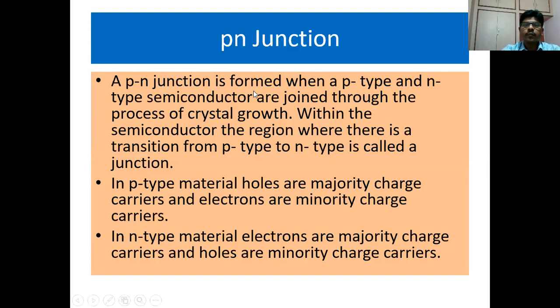A PN junction is formed when a P-type and an N-type semiconductor are joined through the process of crystal growth. Within the semiconductor, the region where there is a transition from P-type to N-type is called a junction. In P-type material, holes are majority charge carriers and electrons are minority charge carriers. Whereas in N-type material, electrons are majority charge carriers and holes are minority charge carriers.